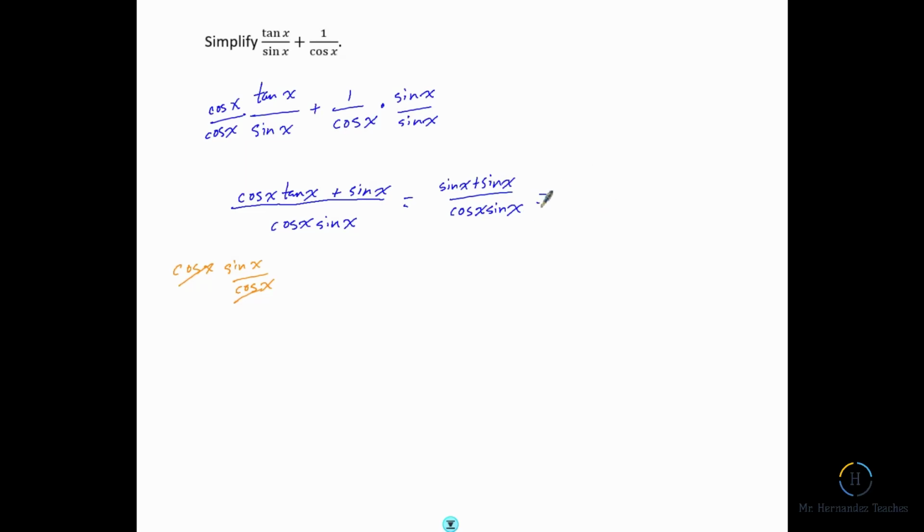So I have 2 sine x in the numerator, divided by cosine x times sine of x. Now what you might notice is that sine of x divided by sine of x, that's going to get us 1. So those two are going to divide out. And now this is equal to 2 over cosine of x. But again, we have this fraction in the end, so we're going to want to write it using the reciprocal identity. 2 over cosine x is going to be 2 secant x. And that is going to be our simplified version of the expression.